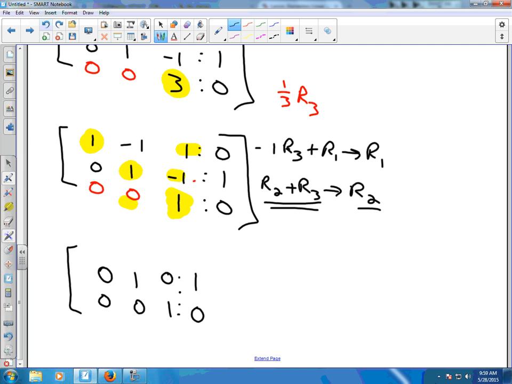To get our new first row, we do the opposite of the third row with the first row. So the opposite of 0 plus 1, the opposite of 0 plus negative 1, the opposite of 1 plus 1, the opposite of 0 plus 0.